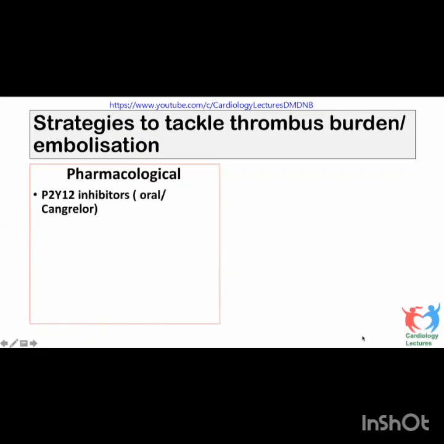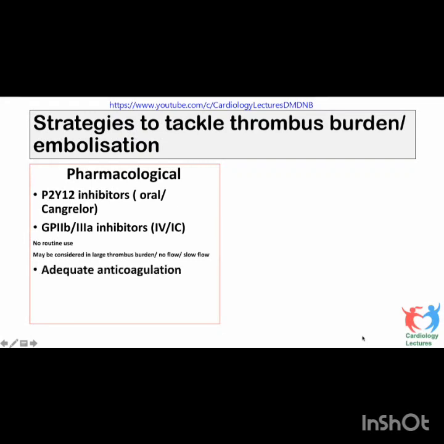In pharmacological, we have the very potent antiplatelet drugs, GP2B3A inhibitors, which can be given intravenously or intracoronary. Of course, the enthusiasm for these molecules has considerably come down compared to what it used to be 20 years back. However, you can still reserve it for the deserving patients with very large thrombus burden when you're running out of options. It cannot be routinely used, but may be considered in large thrombus burden, no flow, slow flow, etc. Of course, not to forget adequate anticoagulation, which is very important.